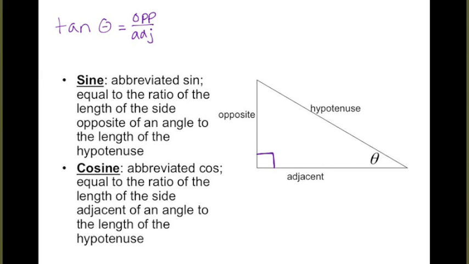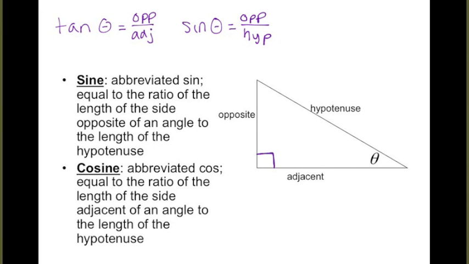Today we're going to learn two more. The first one is called sine. We abbreviate it S-I-N, but please don't call it sin, it's called sine. Even when we abbreviate it, we still say sine. Sine is equal to the ratio of the length of the side opposite to the length of the hypotenuse. So that means that sine of our angle is going to be opposite over hypotenuse.